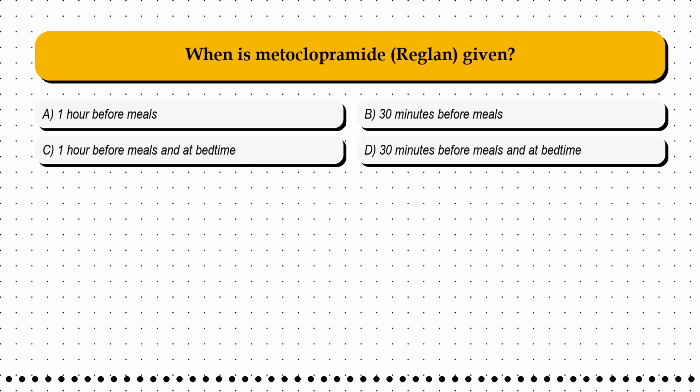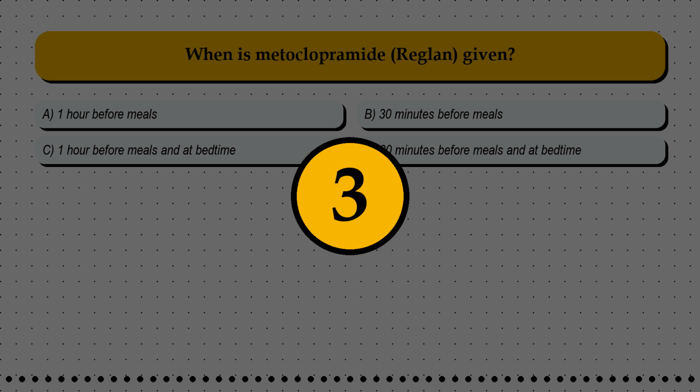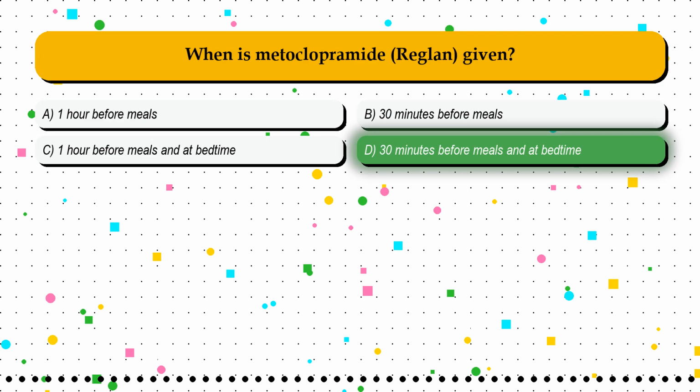Question 41. When is metoclopramide, Reglan, given? Option A, 1 hour before meals. Option B, 30 minutes before meals. Option C, 1 hour before meals and at bedtime. Option D, 30 minutes before meals and at bedtime. The correct answer is option D. 30 minutes before meals and at bedtime.